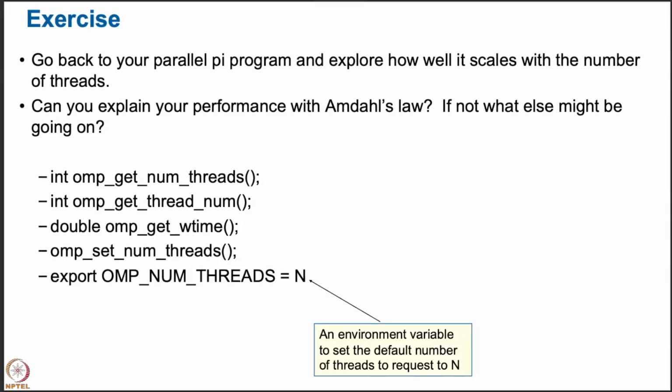So here is an exercise which I leave you with. Go back to your parallel program for Pi, see how it scales with the number of threads, try to explain it using Amdahl's law, and try to figure out what might be going on. See this as a homework assignment.